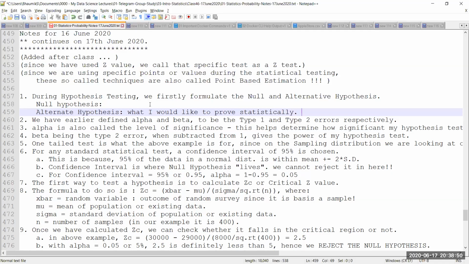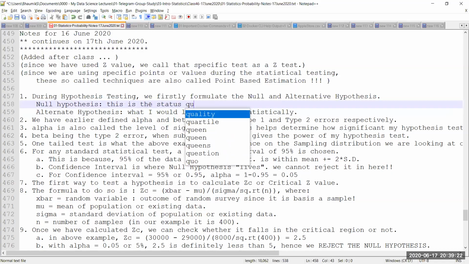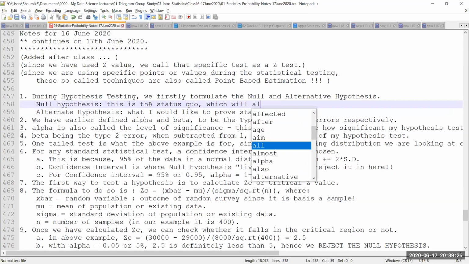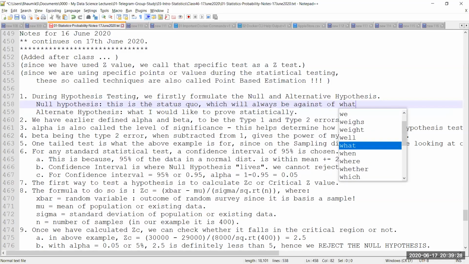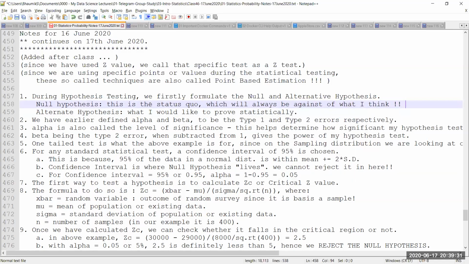Right? So let's say I'm a floor manager working in DMart, and over my experience while doing rounds on the floor, I see that on average in the billing counter, a customer is waiting at least 10 minutes. Then my claim is that it's on average taking 10 minutes for any customer to do a checkout. Now that's not the null hypothesis. The null hypothesis is the status quo. The status quo will always be against what I think. Okay. So that's exactly what we did over here as well.